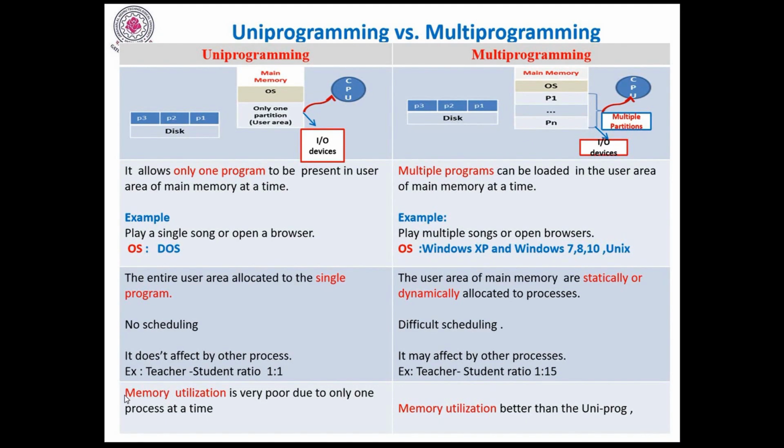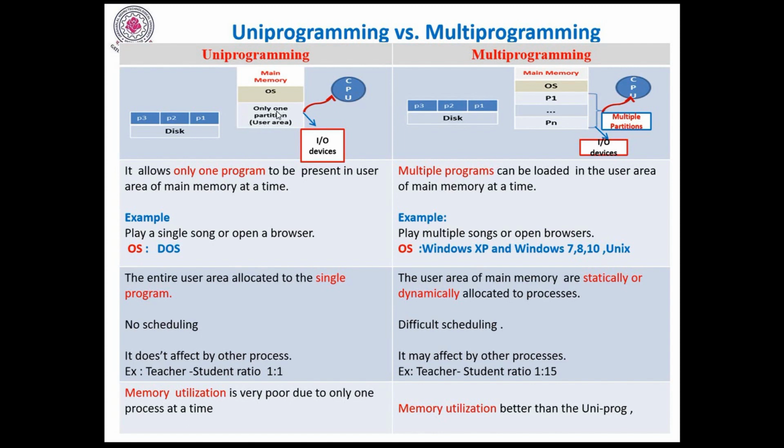In uniprogramming, memory utilization is very poor due to only one process at a time. See this, as per the definition of uniprogramming, it is allowing only one process. So due to that reason, memory utilization is very poor. Suppose 1000 bytes are available in the user area. If I want only 10 bytes, then how much memory will be wasted?